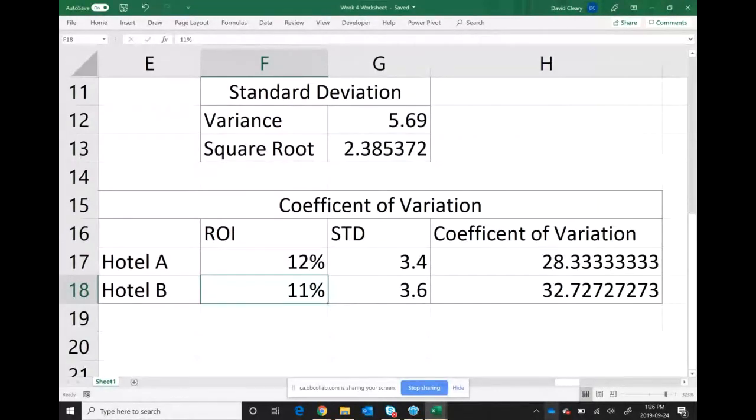If the numbers were a little bit different, we would have to look at the coefficient of variation, and after we had compared each investment's coefficient of variation, we would pick the one with the lowest, because that represents the investment with the lowest risk. So we would pick, obviously in this case, Hotel A.